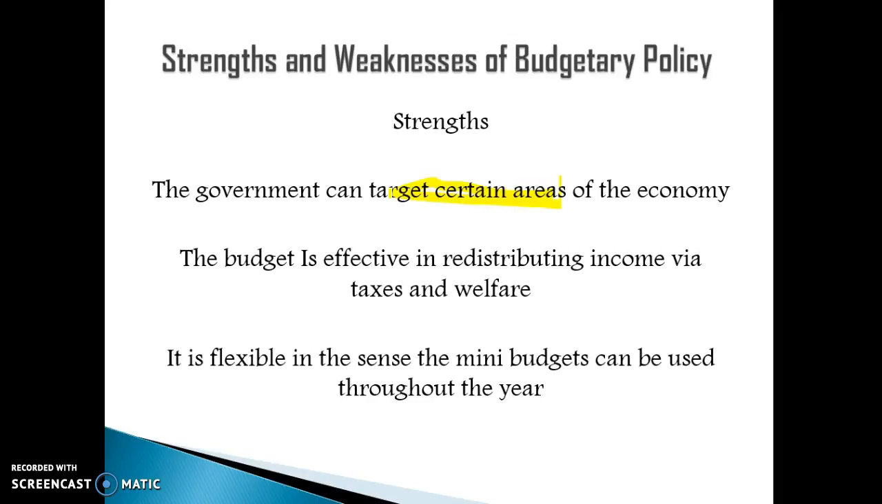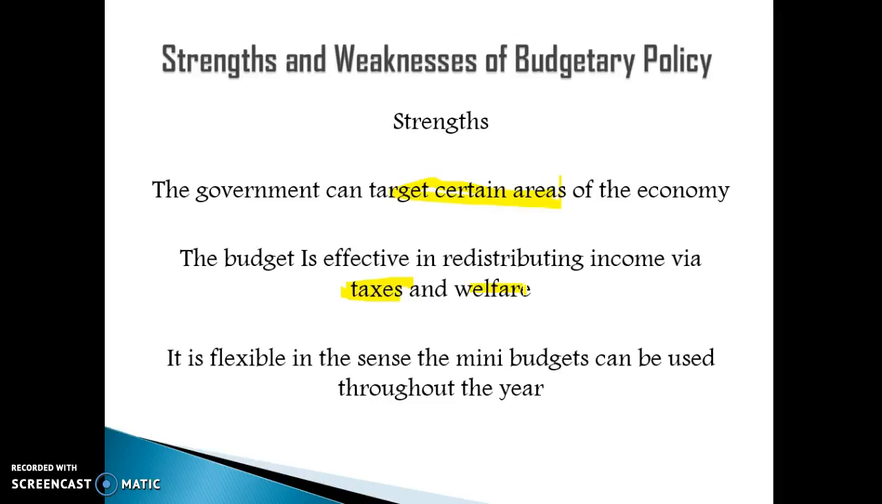The budget is very effective in redistributing income via taxes and welfare, so they have the power to change marginal tax rates to try and make high income earners pay more tax. They have the power to increase welfare spending. They can put more money towards childcare subsidies, pensioners. They can target areas of the economy that they want to, and they can be effective at redistributing income and making it more equitable for people across the economy.